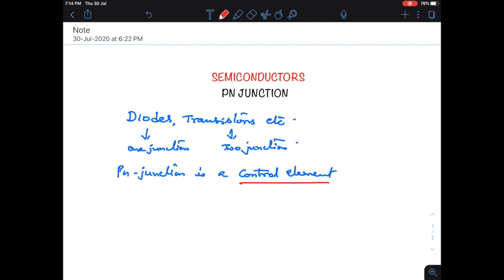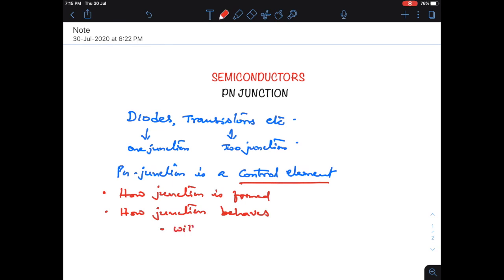Now, in this discussion, we will see first how the junction is formed. We will briefly discuss this. Then we will discuss how the junction behaves, or the properties of these junctions under two conditions. One I will discuss in this video: with no bias, that is, no external bias, meaning no external applied voltage.